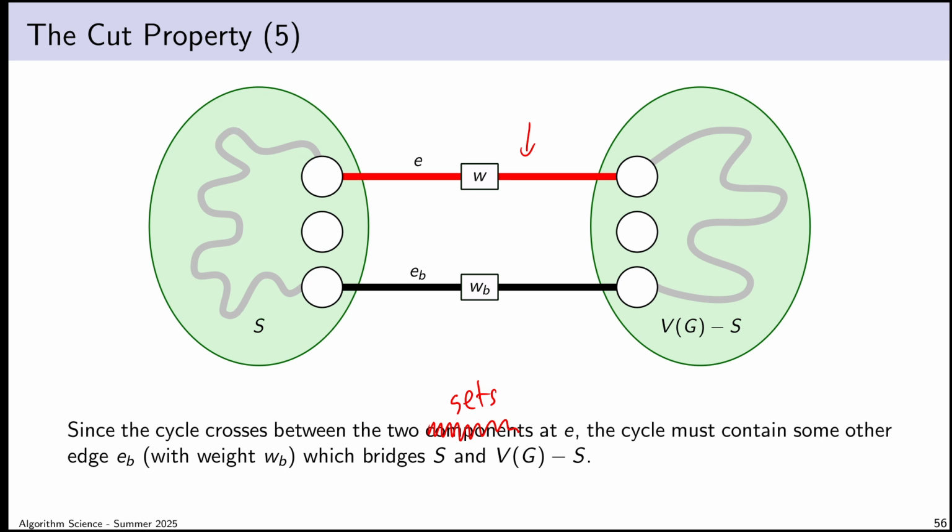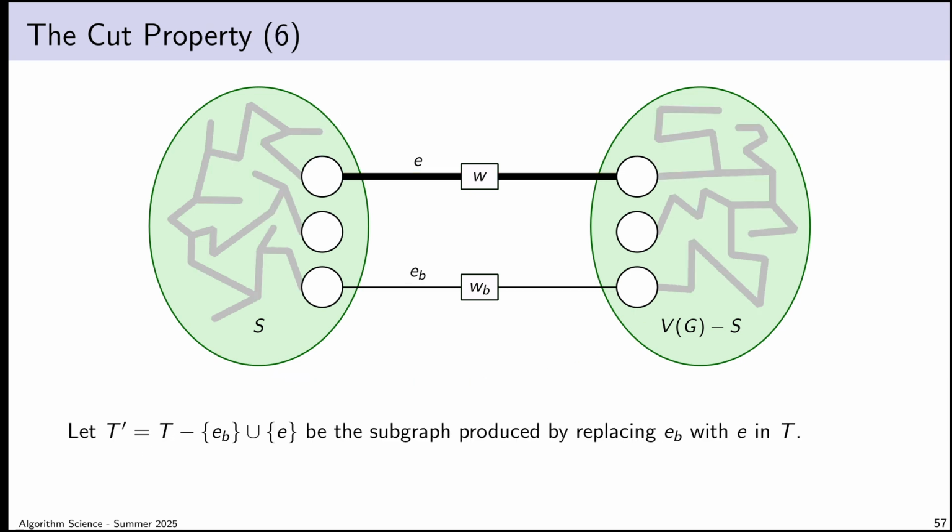Okay, so the cycle must contain some other edge, which we'll call EB with weight WB, that bridges between the two pieces. It has to, because if I have a cycle that goes in one direction, the cycle somehow has to come all the way back around. So now I'm going to try deleting this edge and adding this edge. I added this edge to my tree T, and then I know there must be some other edge that completes the cycle across the bridge, and I'm going to delete that edge. My claim is, if I do that, we'll call the result T prime. So T prime is my original spanning tree T with this edge EB deleted and my other edge E added.